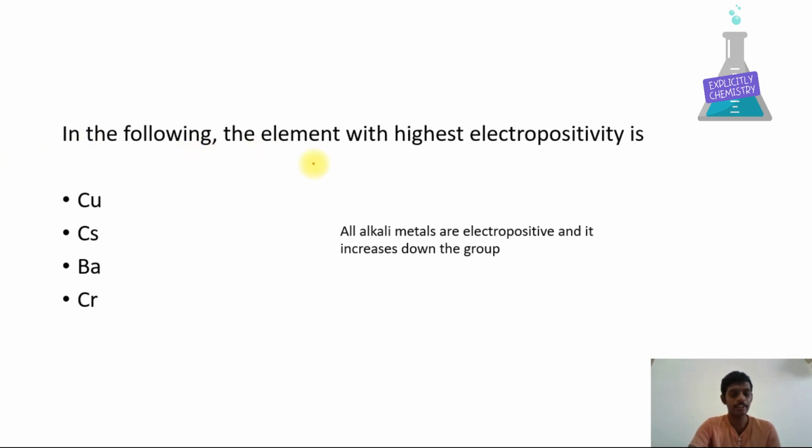In the following, the element of highest electropositivity is? Here the question asks about electropositive, not electronegative. So alkali metals are electropositive. Here the alkali metal is cesium. So the correct answer is cesium, and electropositivity increases down the group.